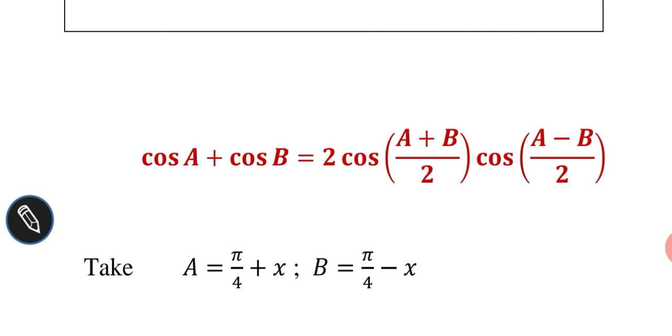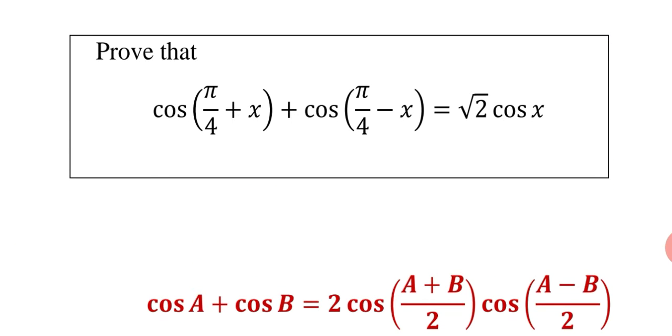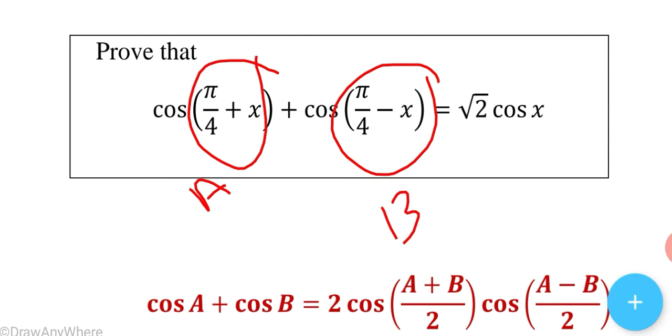Take a equal to pi by 4 plus x and b equal to pi by 4 minus x. Now find a plus b and a minus b. After finding a plus b and a minus b, we just substitute the values in this formula, and we will get the answer.